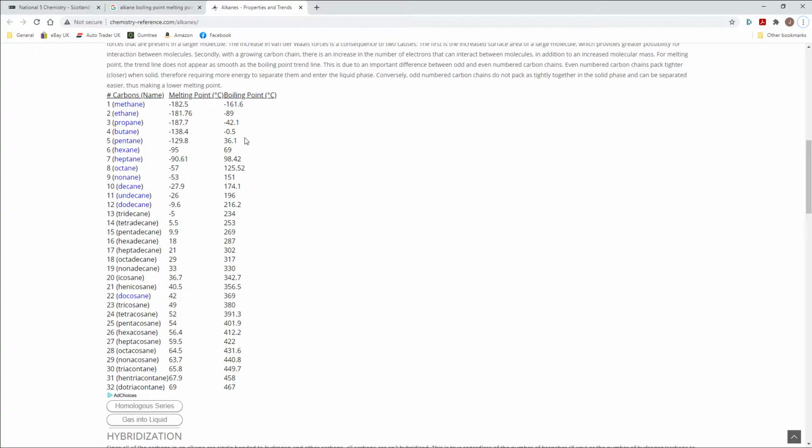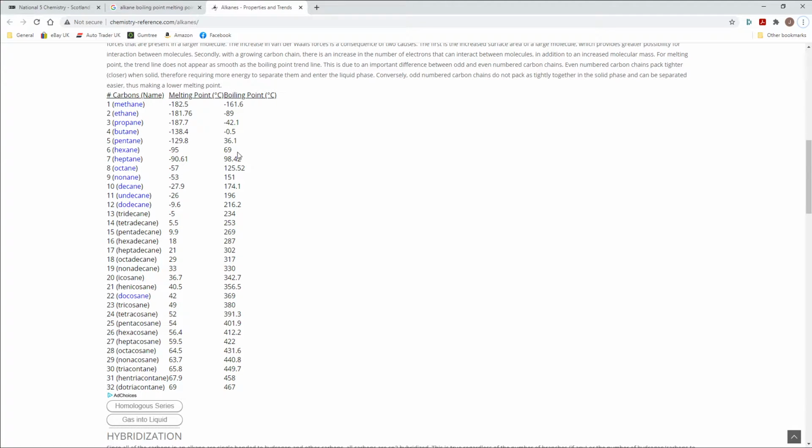Okay, so let's go down to that one. Here's one here. Pentane is 36.1 degrees Celsius boiling point. So at room temperature at 20 degrees, that's going to be a liquid. I have to heat it up another 16 degrees to get it to boil and turn into a gas. So generally I'm going to encounter pentane as a liquid. All right, so all of these here are going to be liquids.